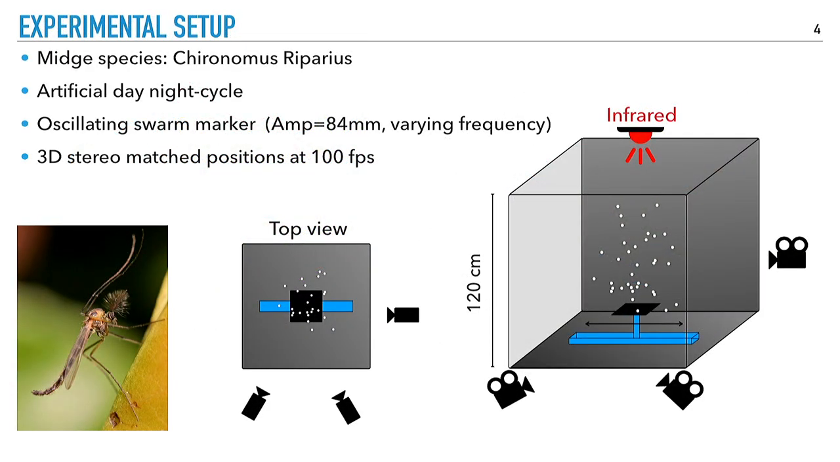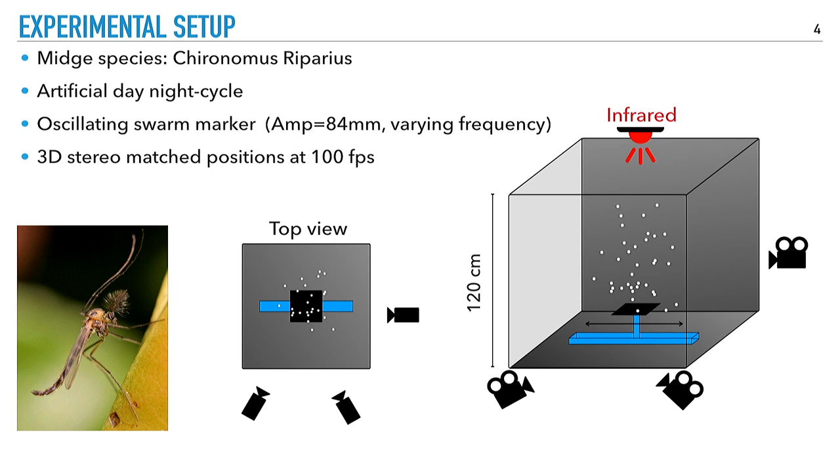Now, this is the experimental setup. As I said, we have a large tank in which we have this colony of midges. The blue bar is a linear stage, which we use to move the black marker in an oscillatory fashion. I should mention that the species is Chironomus riparius. We have them on an artificial day-night cycle, and they swarm at the dusk and dawn of this cycle.